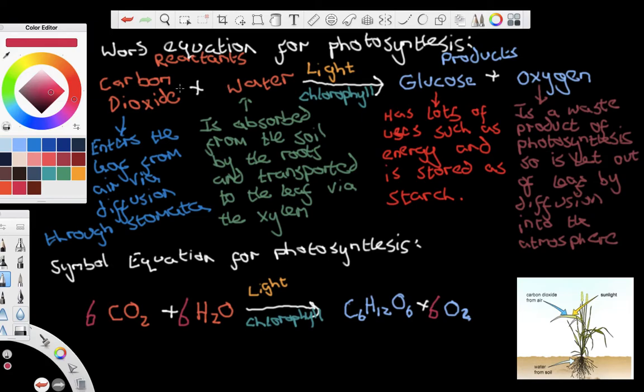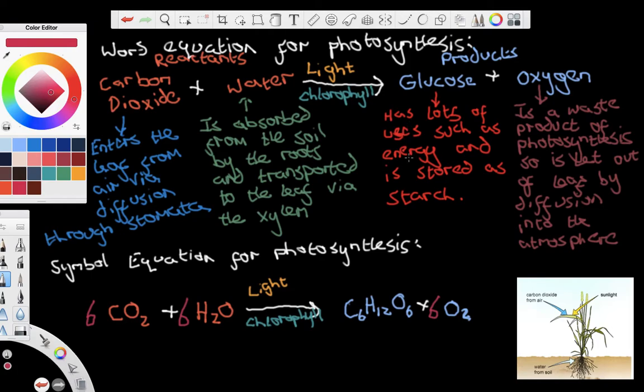The carbon dioxide for this, which is a reactant, comes from the atmosphere and enters the leaf via diffusion through the stomata. Water is another reactant. It's absorbed from the soil by the roots and transported to the leaf via the xylem. Once carbon dioxide and water are in the leaf, the chlorophyll can use those reactants with energy from light to make glucose and oxygen. Glucose has lots of uses, which we're going to talk about next lesson.